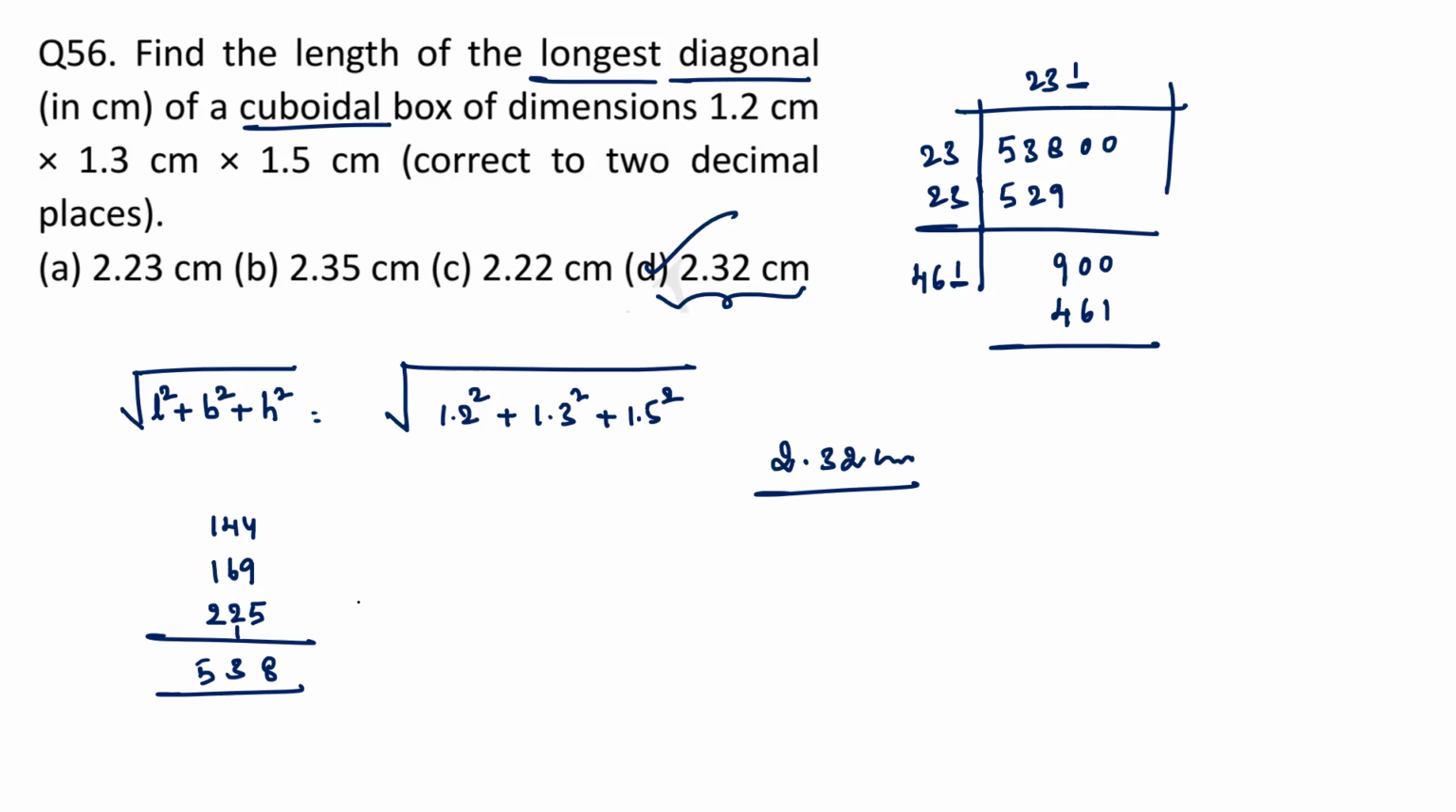We can clearly say it is 23, which means 2.32. I've taken the point out, that is the reason you're getting this, because I'll be getting 1.44, 1.69, 2.25. So after finding this, you can put the point back. You're actually getting 23.2, but this point you can put it there. So it becomes 2.32.